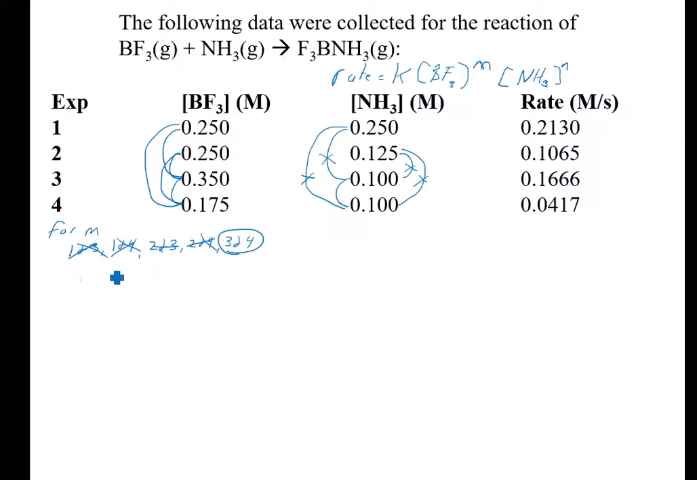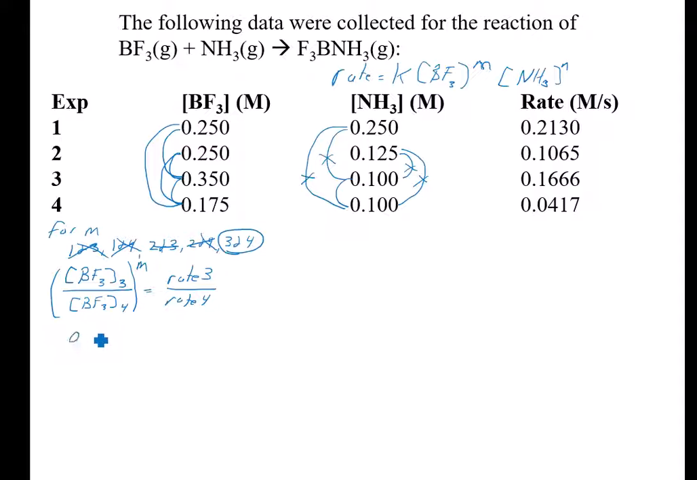Of these 2, I want the one with the highest concentration, which is 0.350. So it's going to be BF3 for experiment 3 over BF3 for experiment 4, which is the rate for experiment 3 divided by the rate for experiment 4. Again, these 2 numbers have to be the same. This one is raised to the M. So now I plug in my numbers.